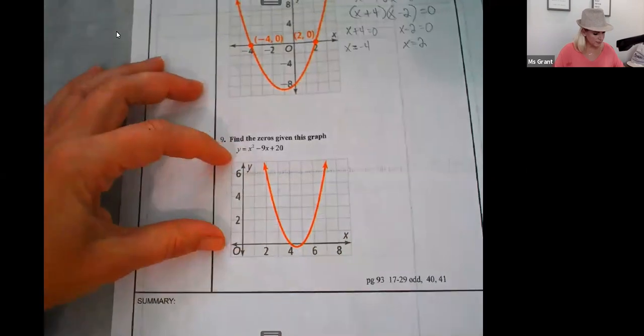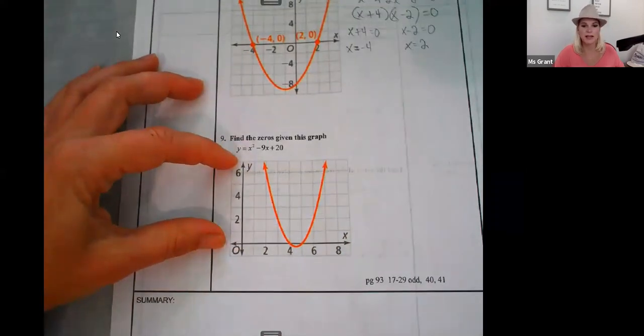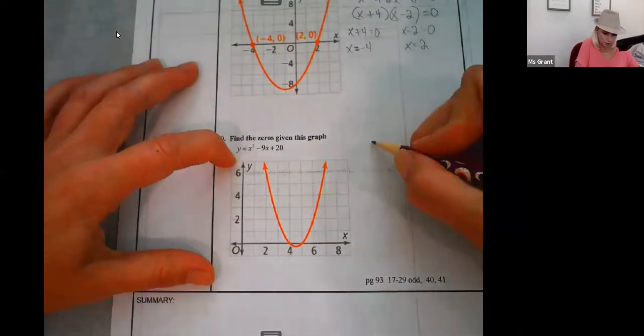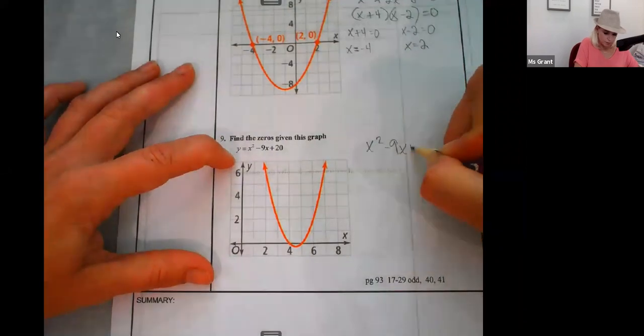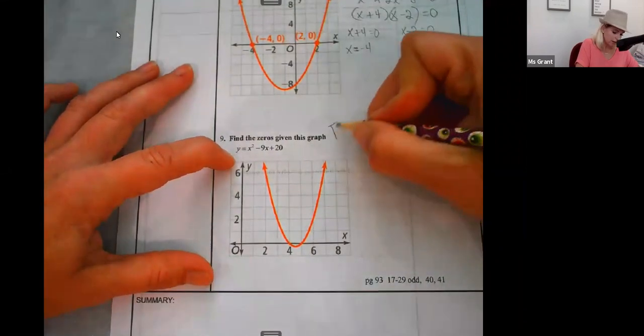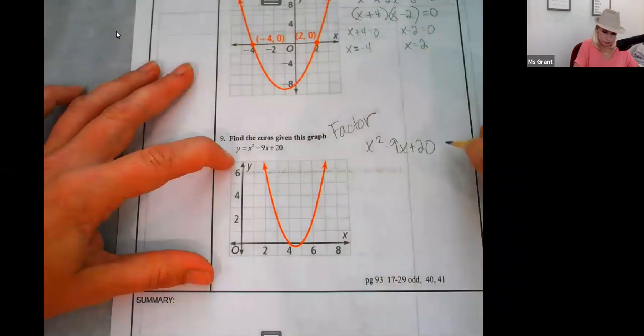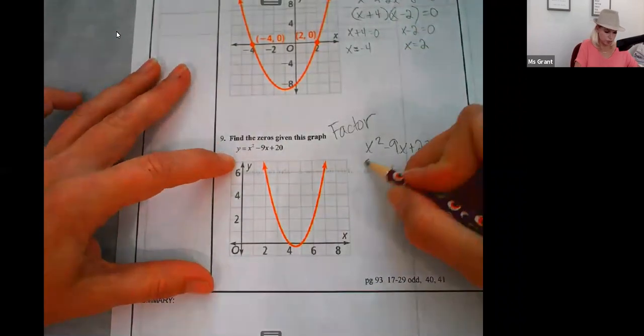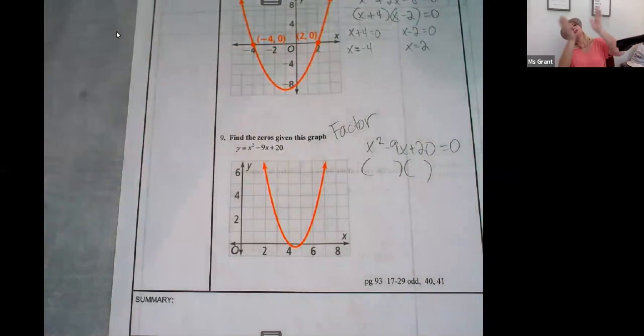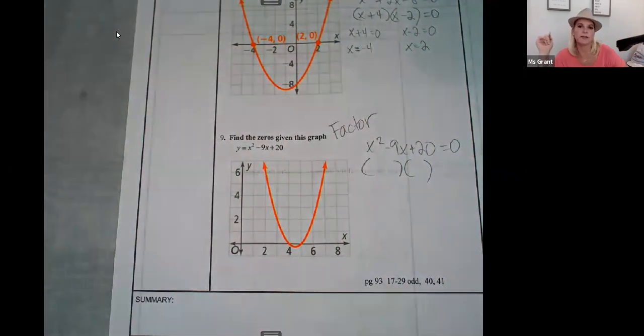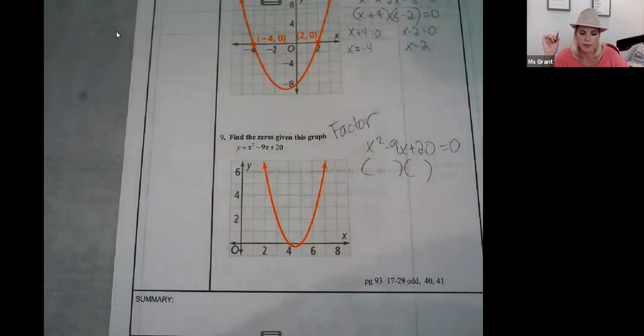Find the zeros of this given graph. You guys just factor it. Factor it. Two numbers that multiply to make 20 and add up to positive 4. Add up to 20, I'm sorry. Let me restart. Multiply to make 20, add up to -9. There it is.